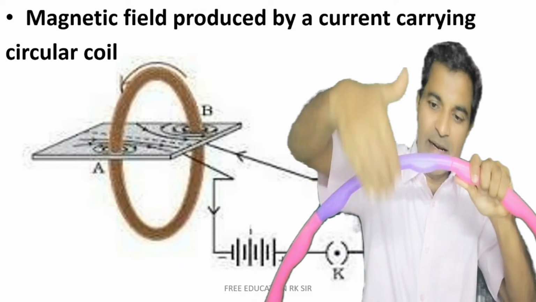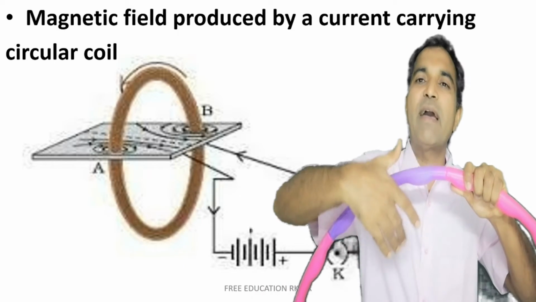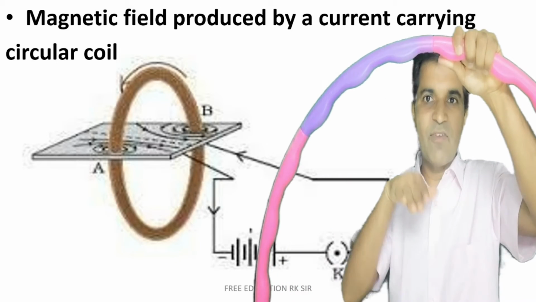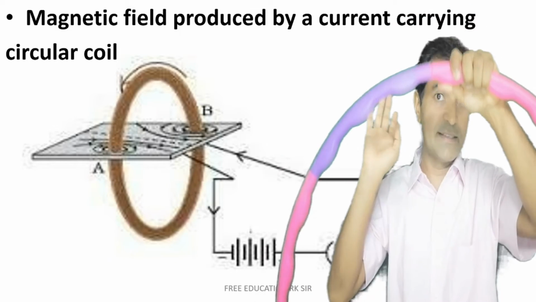This is the direction of current. Then this will be the direction of the magnetic lines of force. But if we change the direction, then the direction of the magnetic lines of force will become like this.